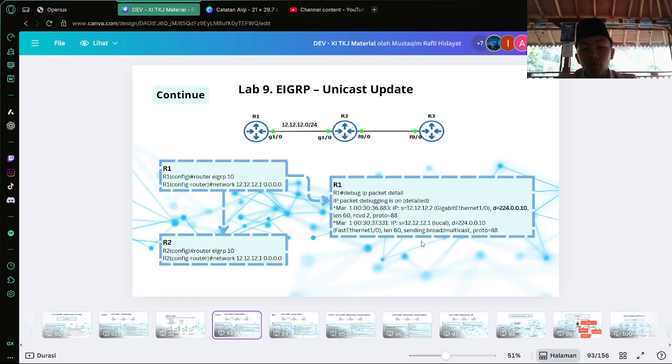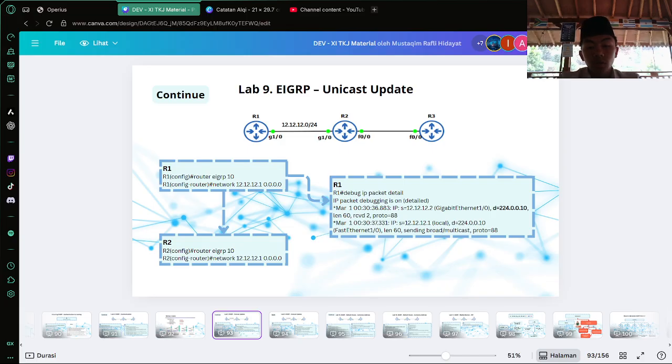The configuration: the network 12.12.12.0 command with wildcard mask 0.0.0.0 is used on both router 1 and router 2 to enable AGRP on the 12.12.12.0 prefix 24 subnet, and the output is the debug ip packet detail command on router 1, which confirms that AGRV is sending and receiving multicast packets to and from the multicast address 224.0.0.10.